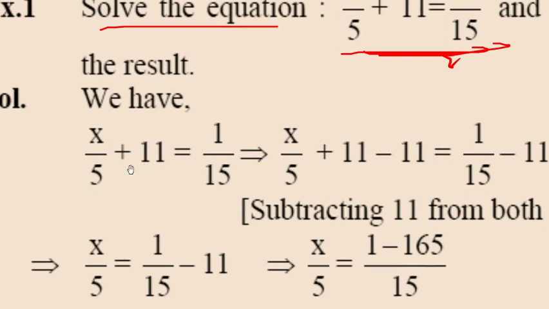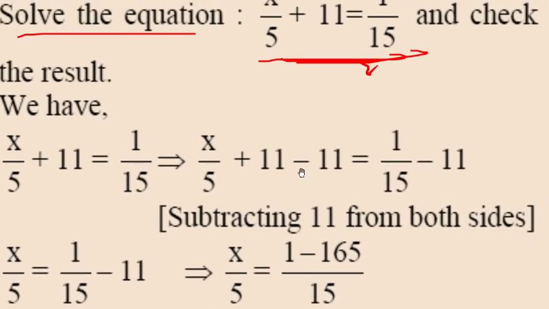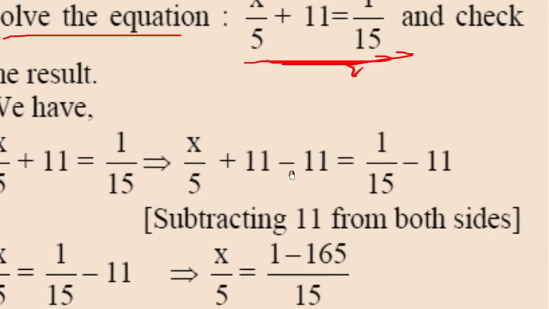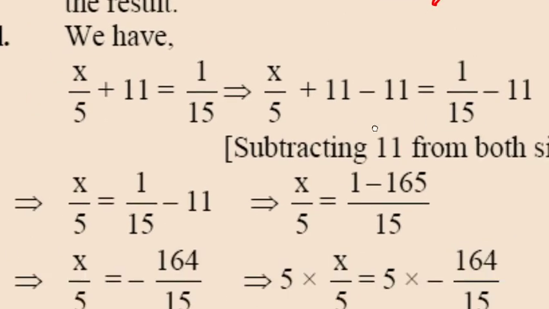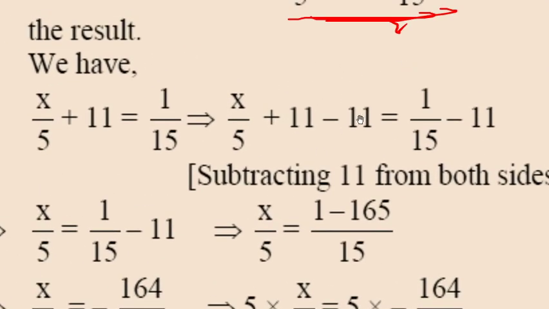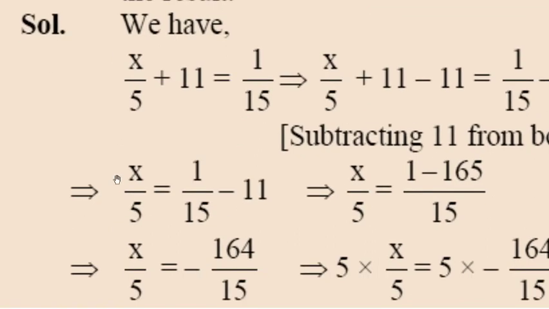So here plus 11 is there. We want to first remove this plus 11. So what we can do? Minus 11. We can subtract on LHS and RHS side. Minus 11, minus 11. So then what happens? Minus 11 cancels. So x by 5 equals 1 by 15 minus 11.